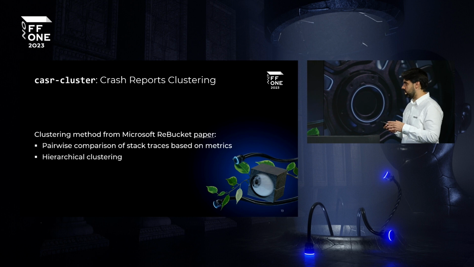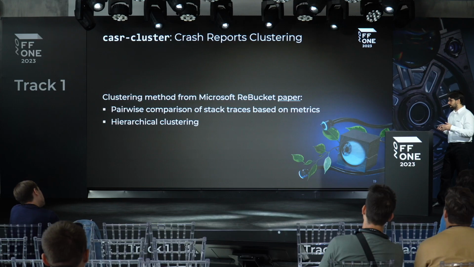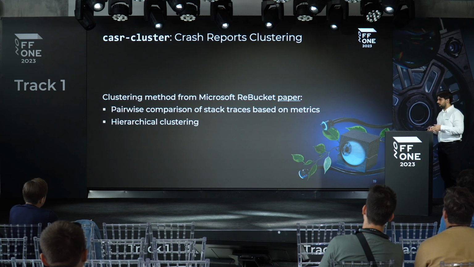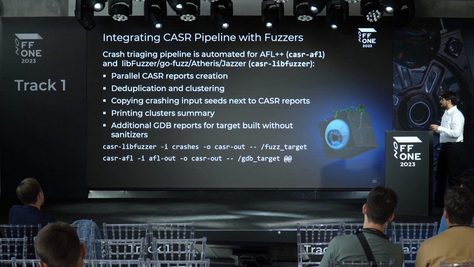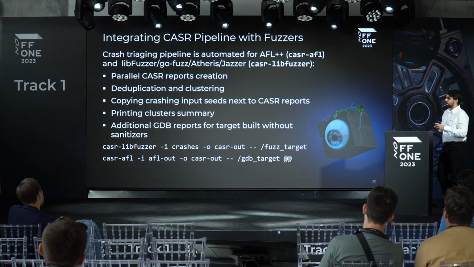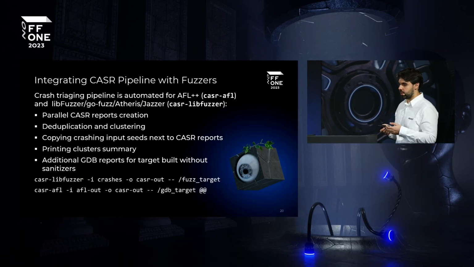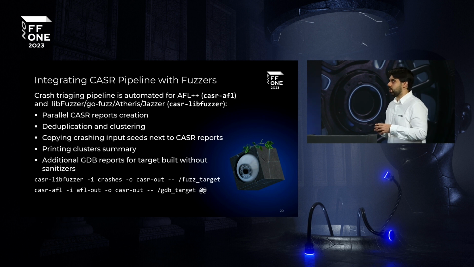All I want to mention is that first you need to run pairwise comparison of stack traces based on metrics, and the results will be from 0 to 1. Then you do hierarchical clustering, and as an outcome you get a number of clusters. Moving on, I told you about the tools that are used for generating reports and clustering. Now we can go a level up and try to automate fuzzing results triaging.